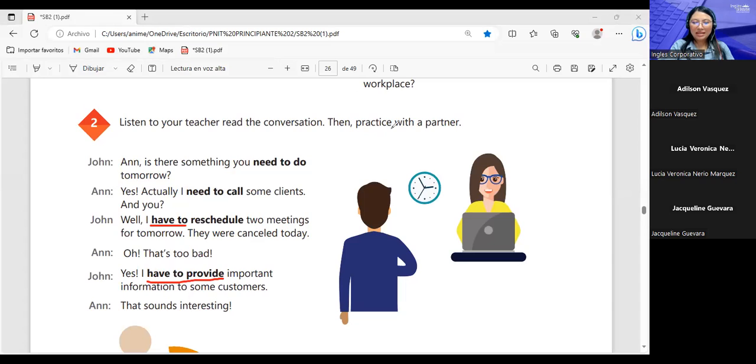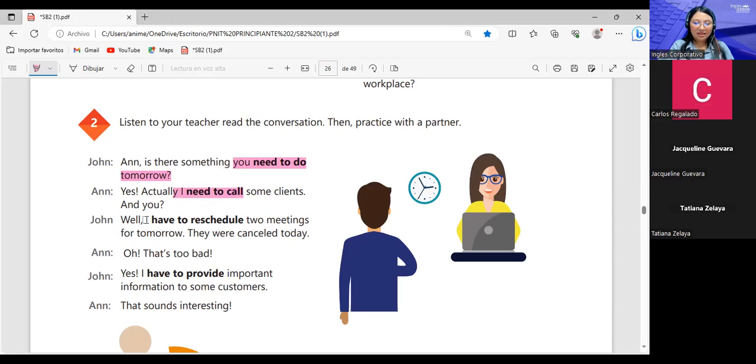Look, John and Anne. Listen to your teacher and then we practice, okay? ¿Qué ejemplos pueden ver? Clase de obligaciones, cosas que tiene que hacer John o también Ann in the conversation. Go, please. Ayúdenme a identificar. Need to do. You need to do. Need to call. Pero pongámosle de acá. I need to call. ¿Qué más? I have to run two meetings. I have to provide important information.